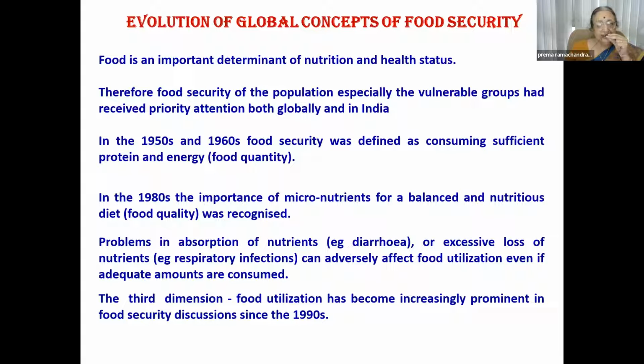In the 1950s and 60s, food security was defined as countries consuming sufficient amount of protein and energy, that is essentially food quantity. In the 1980s, the importance of micronutrients for a balanced and nutritious diet, that is food quality, was recognized. Problems of absorption of nutrients, for example in children with diarrhea, or excessive loss of nutrients, for example children with respiratory infections, which can adversely affect food utilization even when adequate amounts are consumed, were recognized only in the late 1980s and early 1990s. Therefore, the third dimension, that is food utilization, became increasingly prominent in the food security discussion in the 1990s.